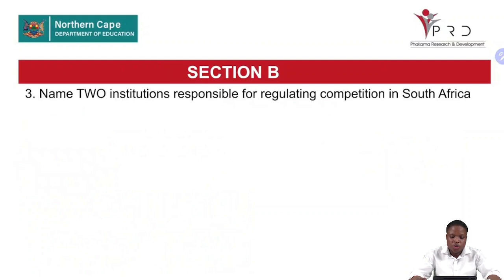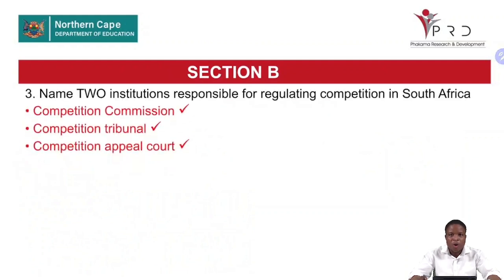Right. Name any two institutions responsible for regulating competition in South Africa. We have 3 institutions, so mention any 2 of them. Right, let's look at the answers. You have the Competition Commission, where they investigate mergers, and before any merger or takeover takes place, they must report to the Competition Commission. They prevent businesses from colluding. And then you have the Competition Tribunal, where they either accept or reject recommendations made by the Competition Commission. And then you have the Competition Appeal Court. If there's any dispute, they take it to the Competition Appeal Court.